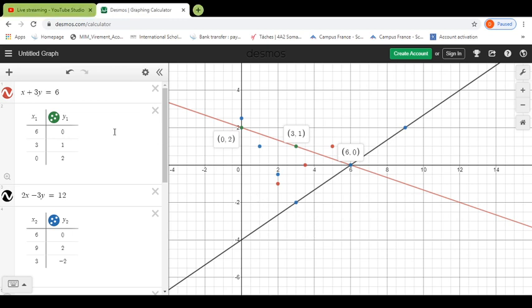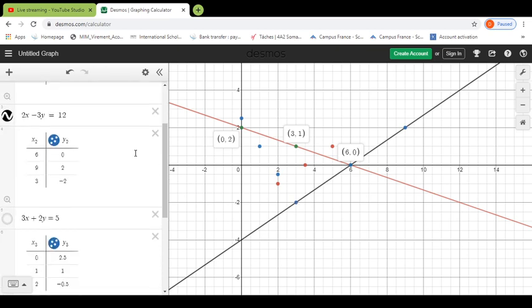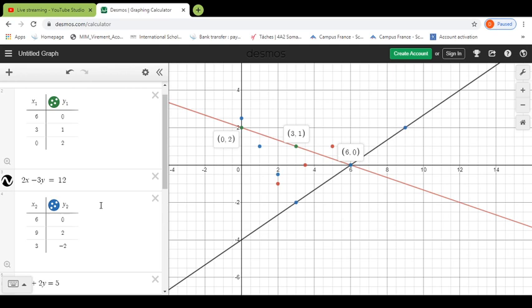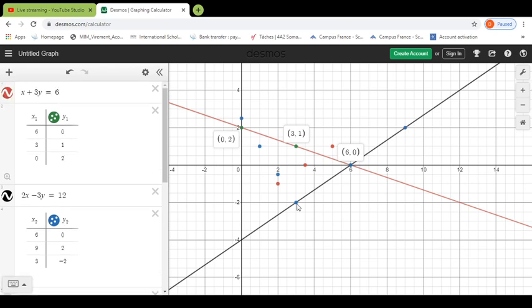x plus 3y equal to 6. Now the other one, the line with blue color, that is the equation of the line 2x minus 3y equal to 12. So the points are again x equal to 6, y equal to 0. This is one point, x equal to 6, y equal to 0.